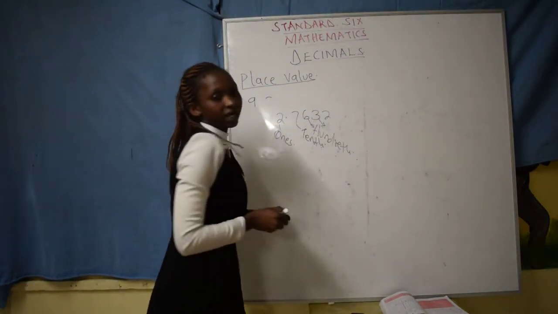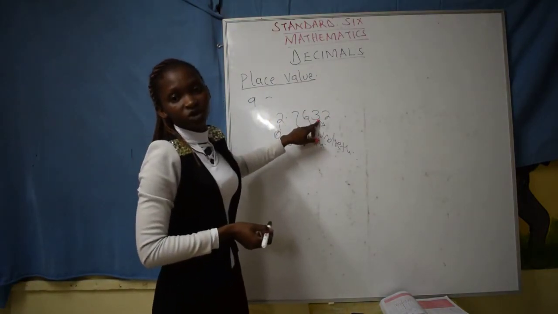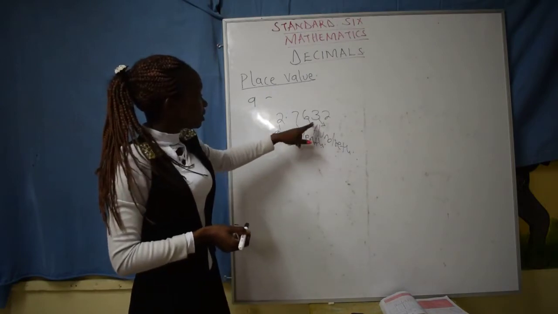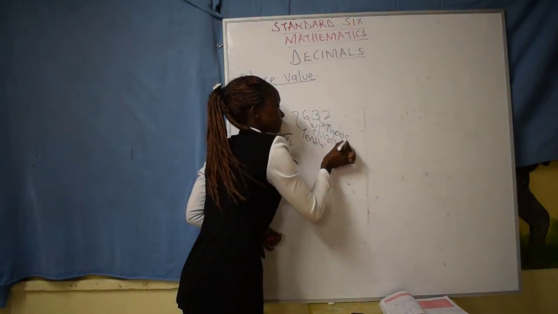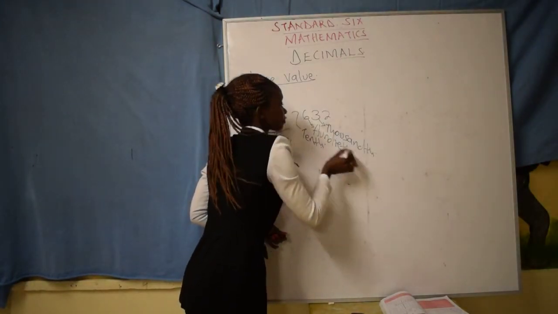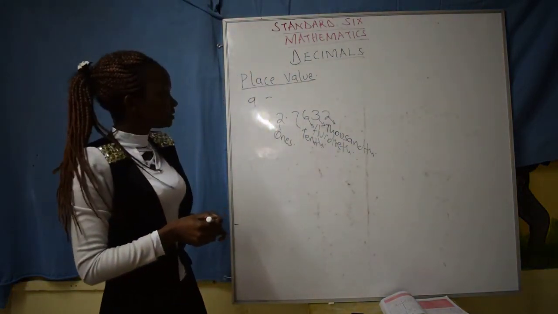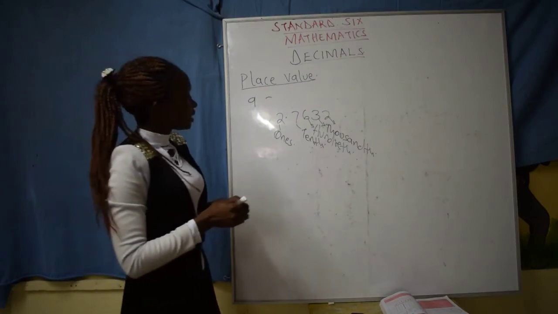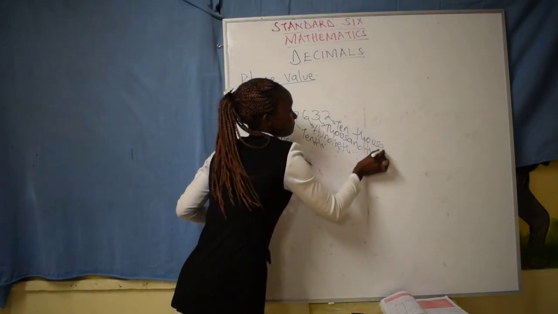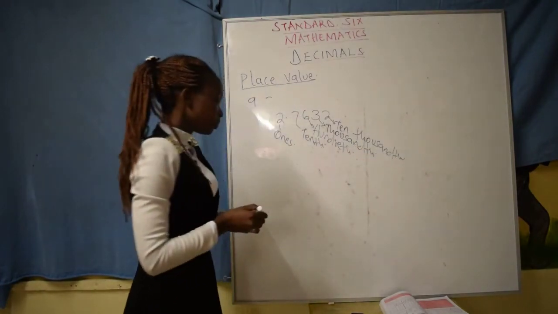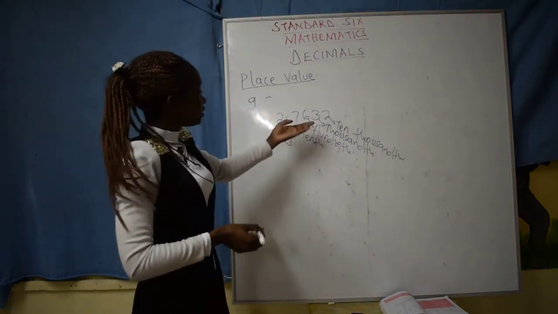Then we have digit 3 after digit 6. What is the place value of digit 3? Very good, thousandths. Then we have digit 2. What is the place value of digit 2? Ten-thousandths. Very good.